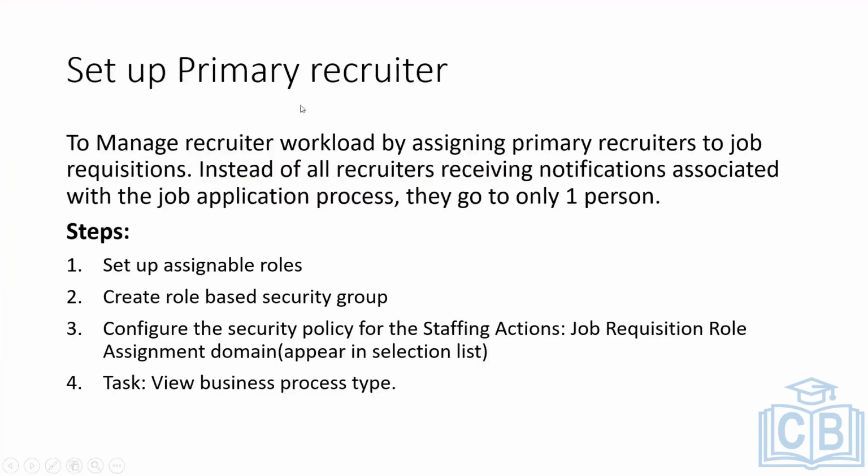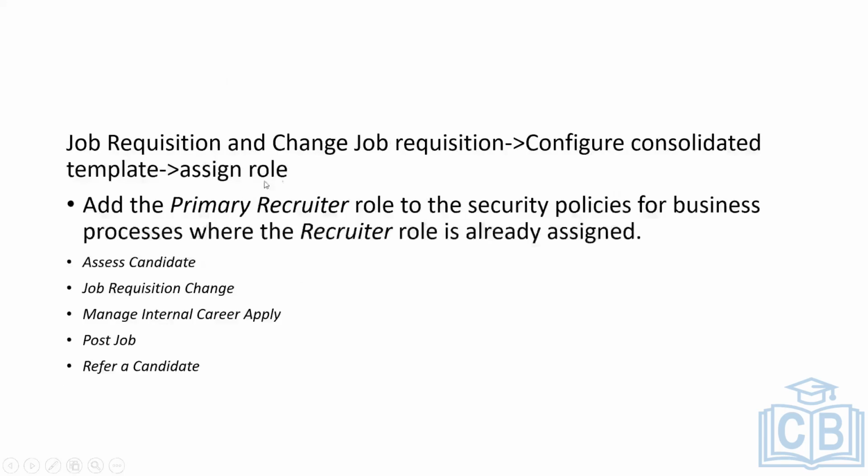Then to set up the primary recruiter, we have to create the role first, and then we have to configure the security policy for this particular domain in order to do the setup. Then we have to look into your business process type. And this is a way of including an assigned role section on job requisition. These are the steps that we need to go into Job Requisition, and from the related action, we have to configure a consolidated template, and over there we have to assign role.